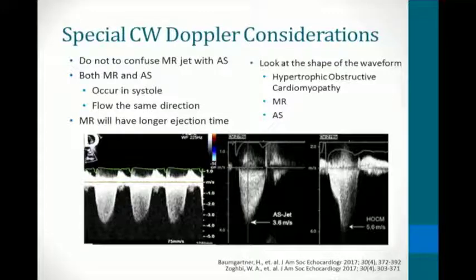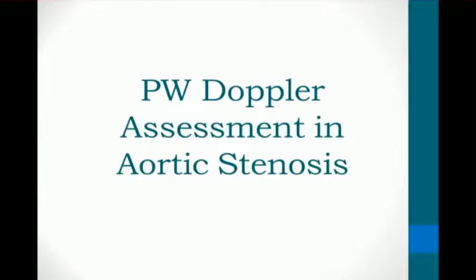Additionally, look at the shape of the waveform. Mitral regurgitation has a parabolic flow profile, whereas AS looks more triangular. And patients with hypertrophic cardiomyopathy will have a late-peaking, dagger-shaped waveform. All are very different pathologies and should not be confused with one another.